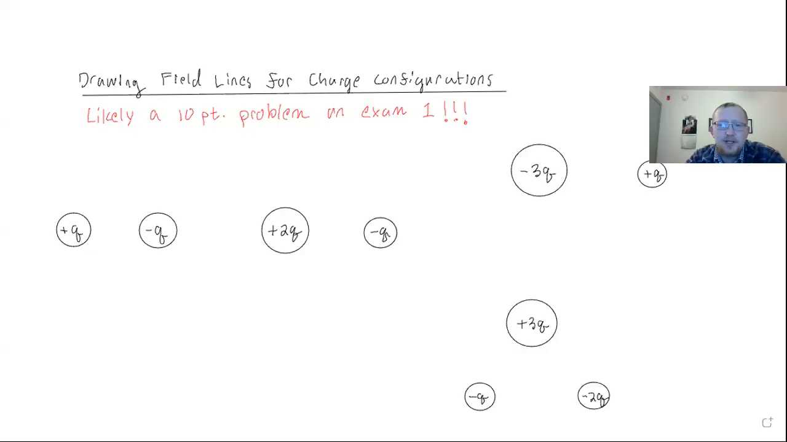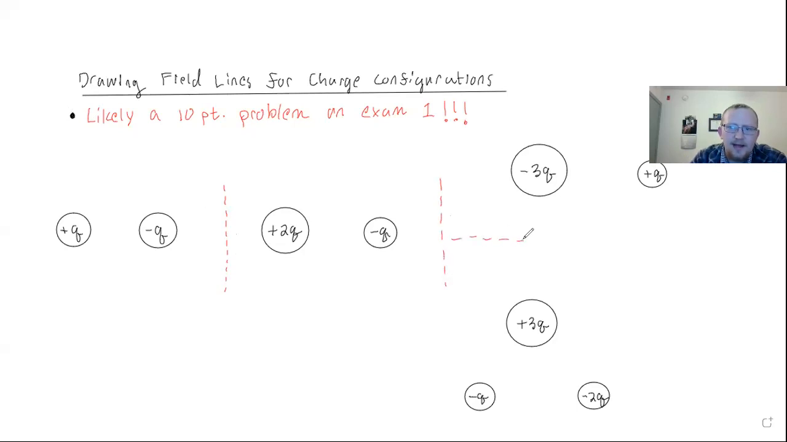So I have several charge configurations here that I'm going to use as examples. First thing to say is there's likely going to be a 10-point problem on exam 1 with a configuration similar to these. So if you practice a few times, it'll be an easy 10 points, which is always nice. All right, so this first configuration over here, actually, let me partition these off. That way you know which is which.